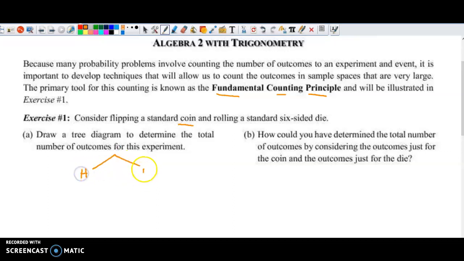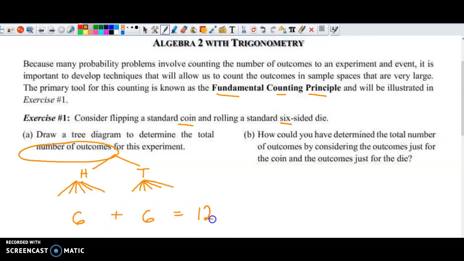Actually, the order doesn't really matter. I could do it the other way. And then we have the rolling of the six-sided die. So 1, 2, 3, 4, 5, 6. So there's 6 options here, and then 1, 2, 3, 4, 5, 6 options here. I'll just write that out. That the total number of outcomes would be 6 plus 6, which is 12.